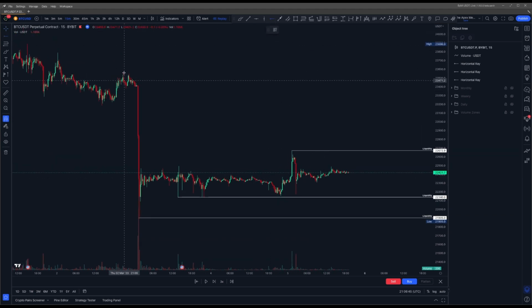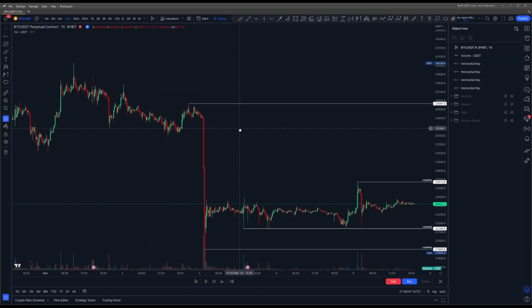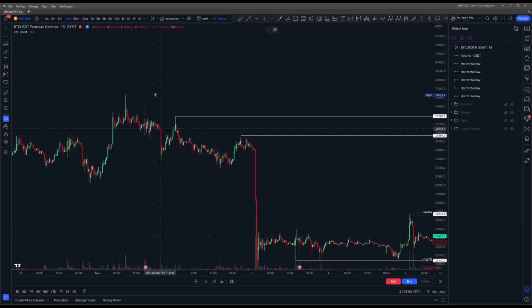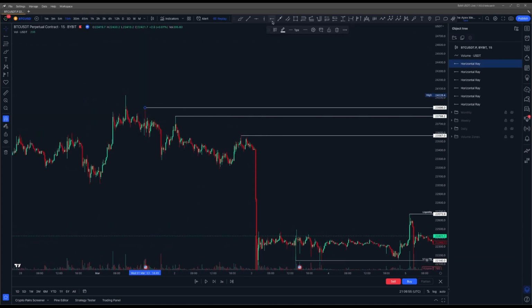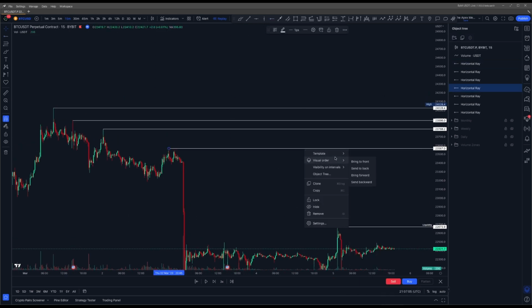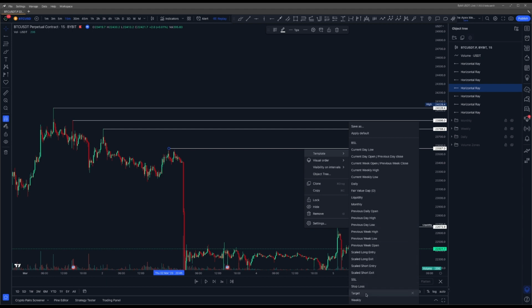It's going to be here. It's going to be here. It's going to be here. And it's going to be, and it's going to be here. Okay. Now, we're just going to rename these liquidity.